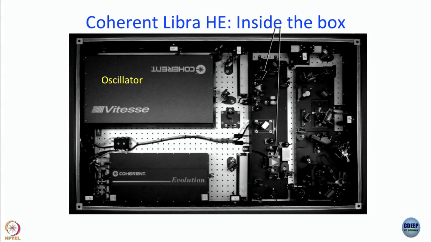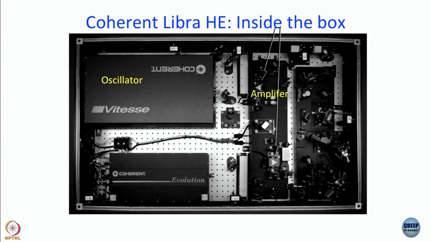The first one is the oscillator. In our case, we have a Vitesse oscillator from Coherent. Once again, this is a compact titanium sapphire oscillator. In this laser, there are two parts. This side, where Vitesse is written, is where we have the diode pumped solid state laser, which pumps the Ti-sapphire laser, which is on this side. This is a very compact design, pretty much like the MaiTai laser from Spectra-Physics that we had shown when we visited our lab. This one gives 80 megahertz output at 800 nanometer, and the pulse energy is nanojoule.